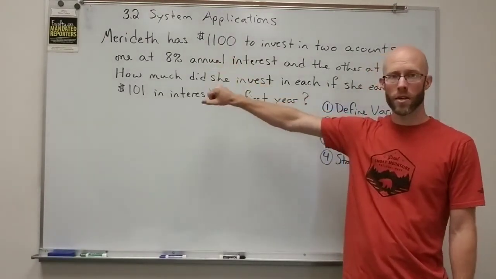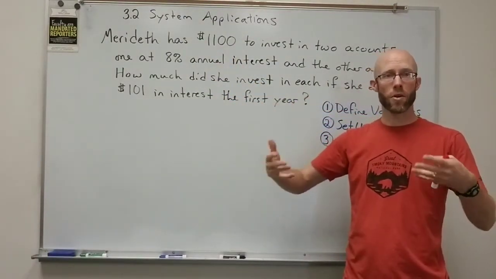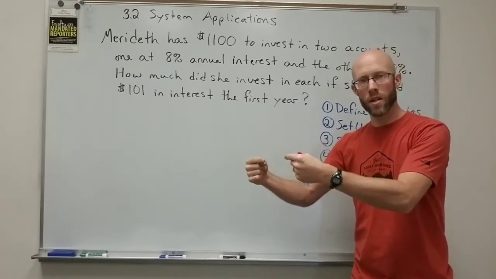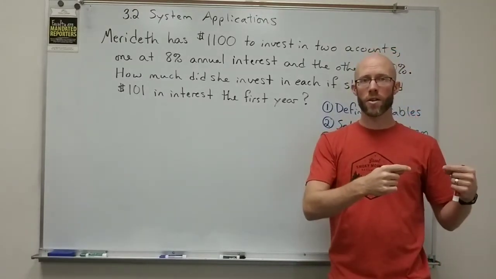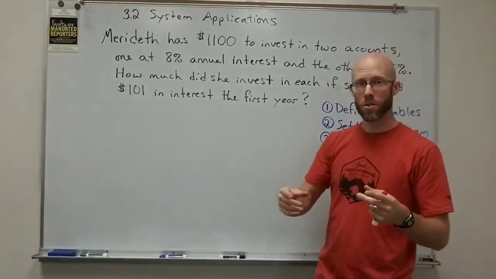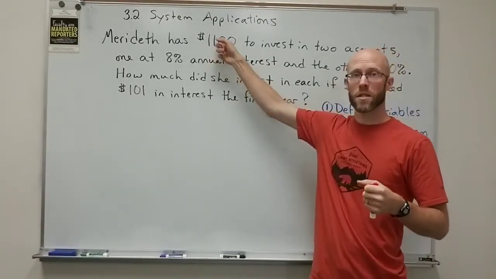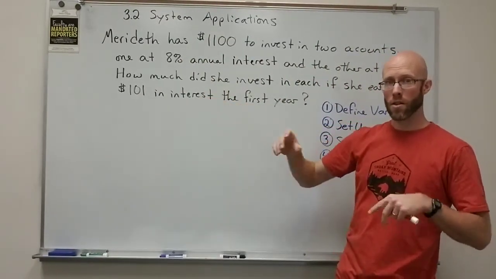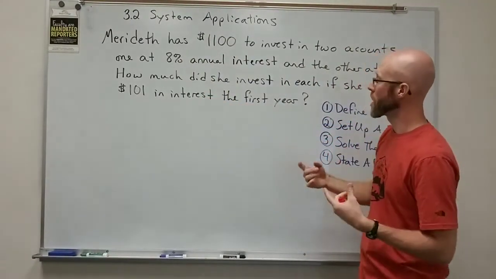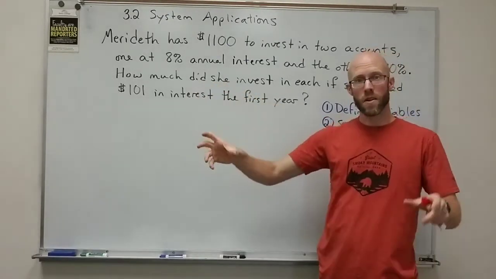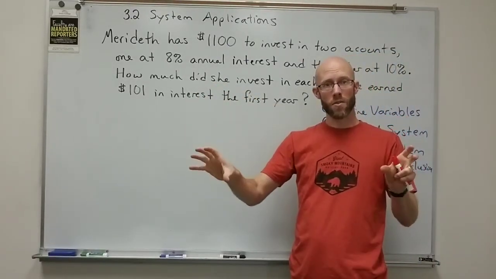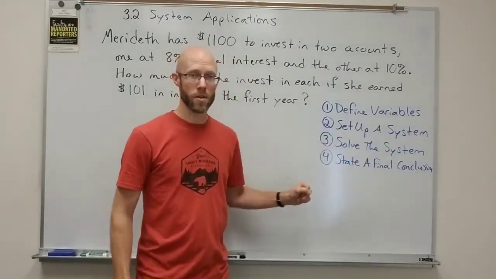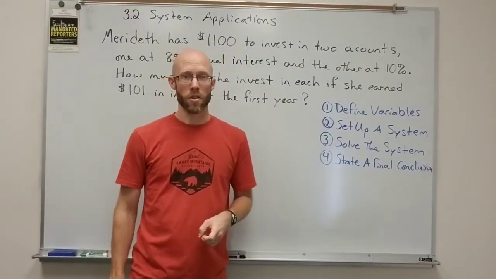Anytime you're looking at a story problem, it's good to read it and reread it and get an idea of what you have, what you're given, and what you need to find. Okay, so I know I'm given that information: the total amount she invested, the rates at which she invested it, and how much she earned in interest. Those are the things I'm given, and I'm trying to find how much she invested in each of the accounts, the details of how she split it up. Now again, I'm going to go back to my four steps here. First thing is to define the variables.